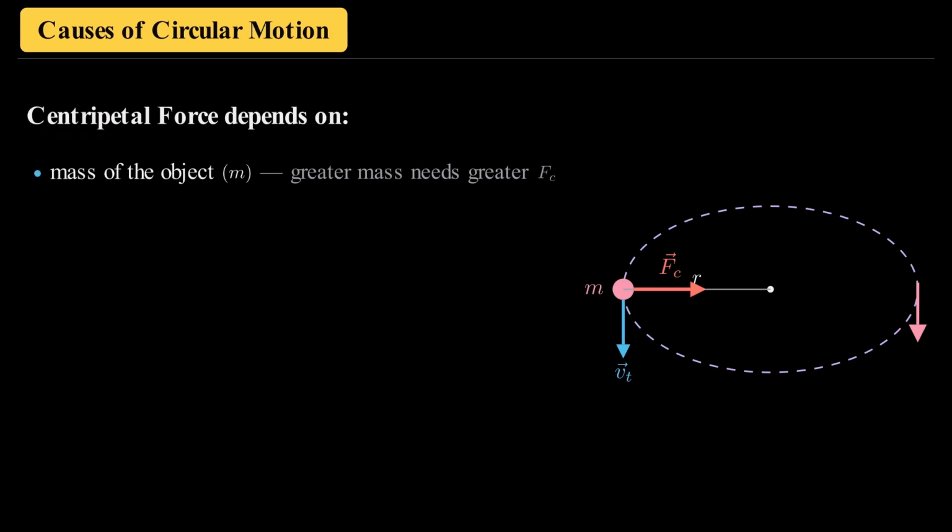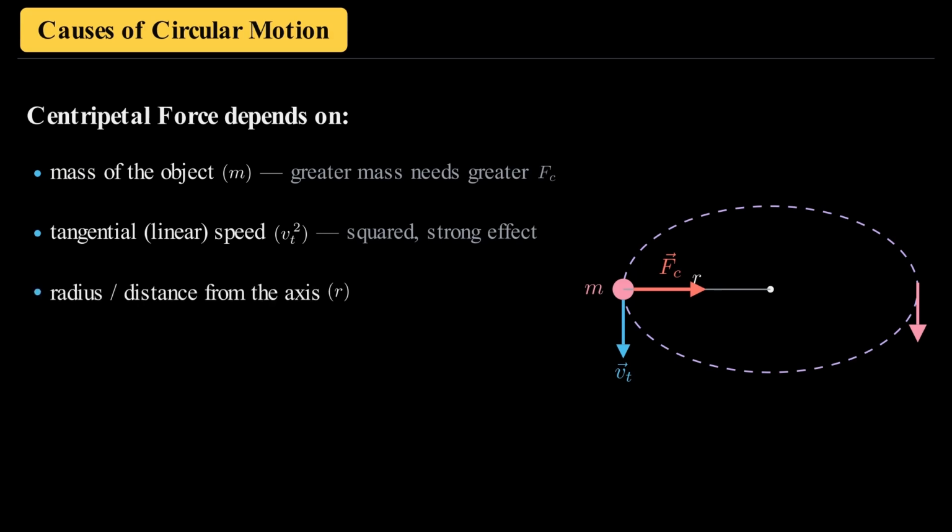Centripetal force depends on the mass of the object. A greater mass requires a greater centripetal force for the same circular motion. And it also depends on tangential or linear speed of the object, Vt. Notice that the speed is squared in the equation. That means that increasing the tangential speed has a strong effect on the centripetal force. It also depends on the radius of the circular path or the distance from the axis of rotation.